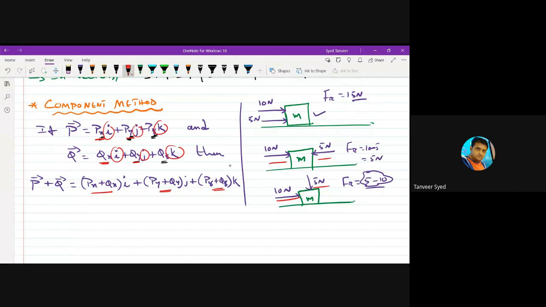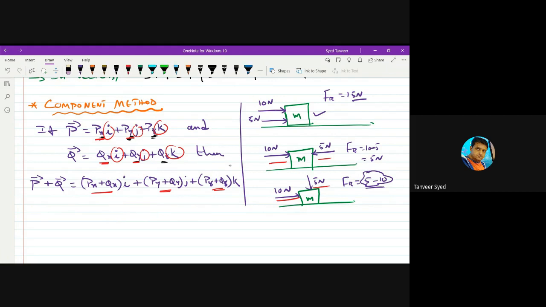As Px, Qx are in the same direction, we can add them. Py, Qy are in the same direction, you can add them. Pz, Qz are in the same direction, you can add them. You cannot add Px and Qy like this. This is wrong. This is not possible because Px is along the x direction, Qy is along the y direction. Directions are different, you cannot add them directly.